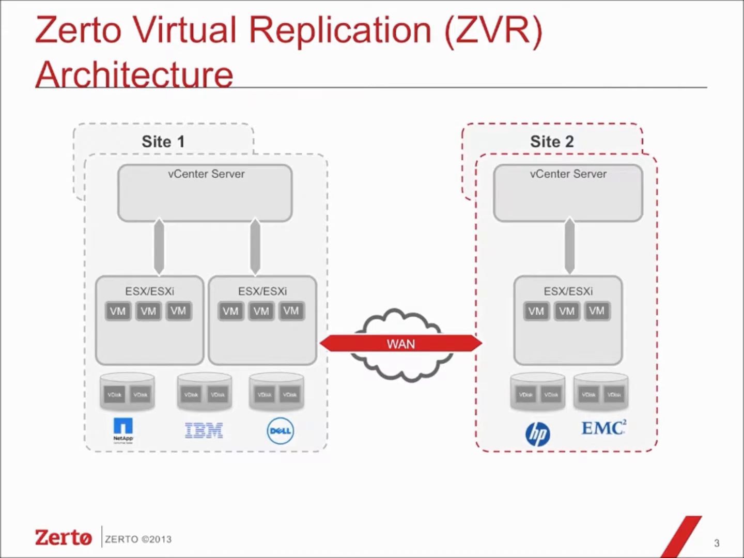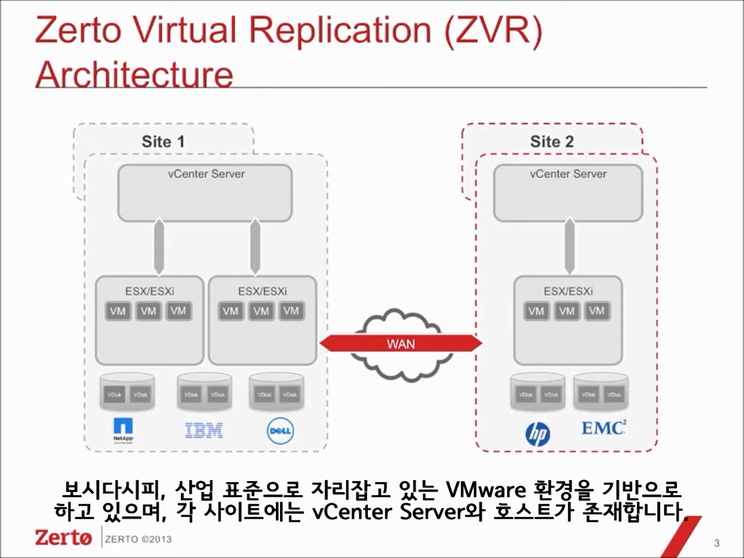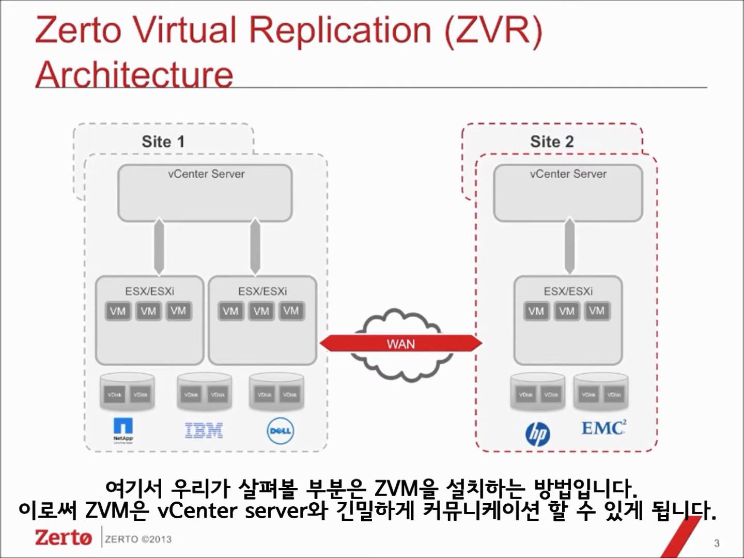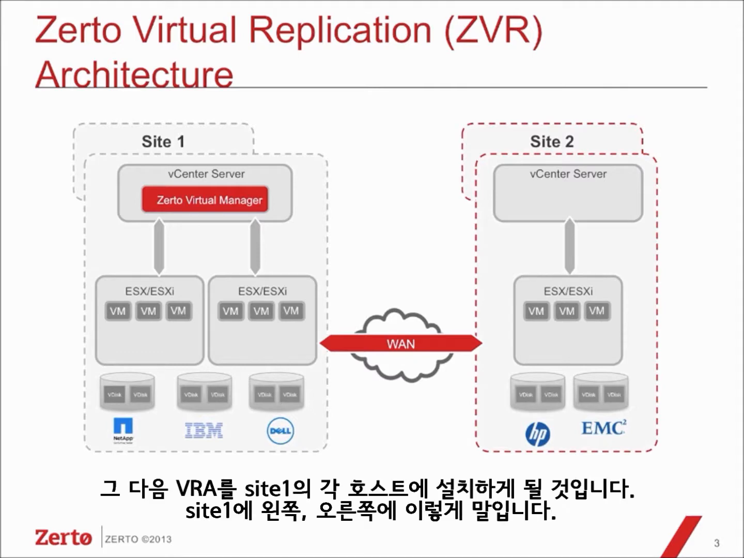So let's look at the architecture. As we see, we have a pretty standard VMware infrastructure. We've got vCenter servers at both sites. We've got hosts at each site. What we'll do is we're going to install the Zerto Virtual Manager to communicate with vCenter Server, and then we're going to install the virtual replication appliances on each host at Site 1. So we'll put one on the left one and the right one here.